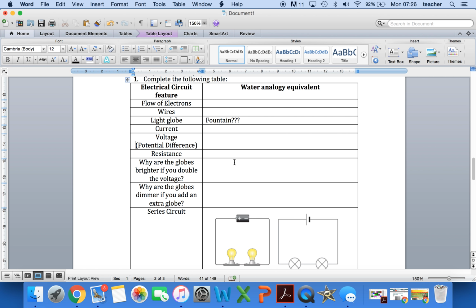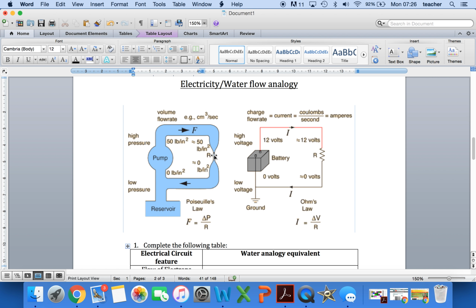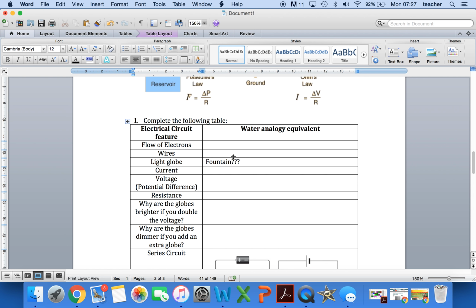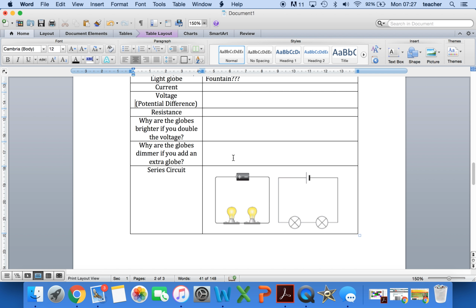And then resistance. What represents resistance in the water analogy? How can you sort of express what's happening here with what's happening there? And I've pretty much already done that one for you, so that shouldn't be too difficult as well.